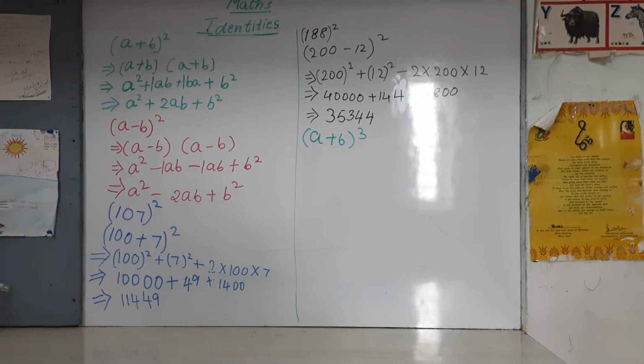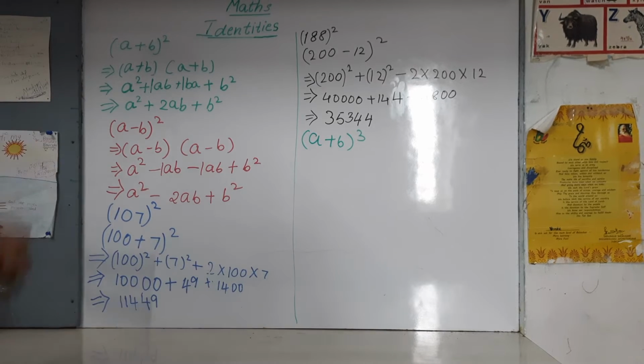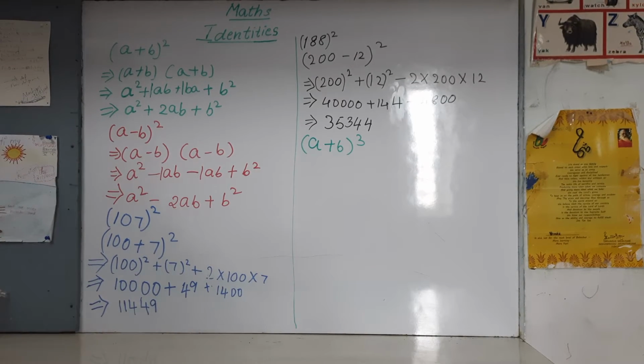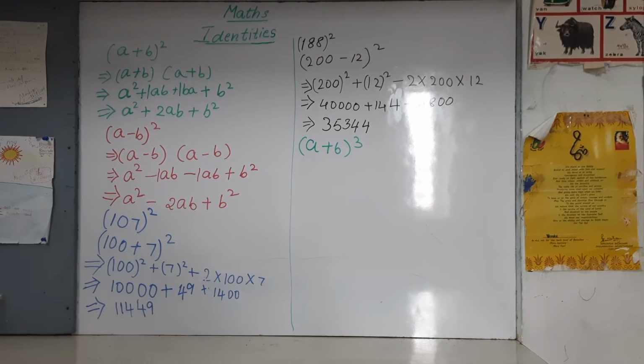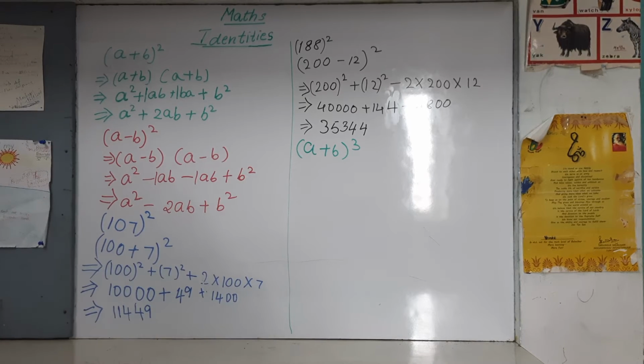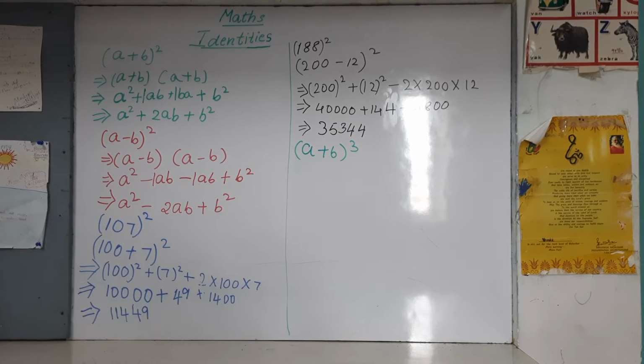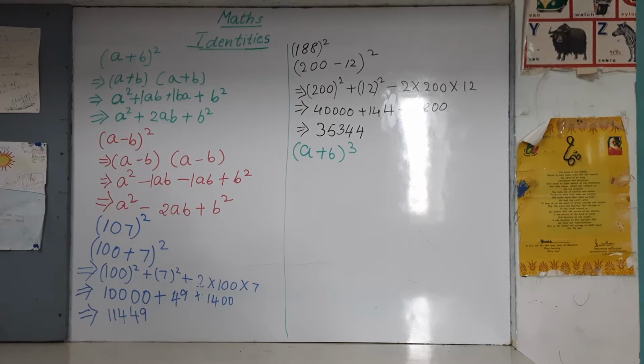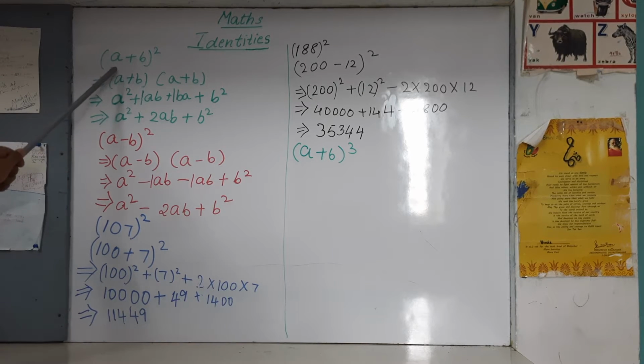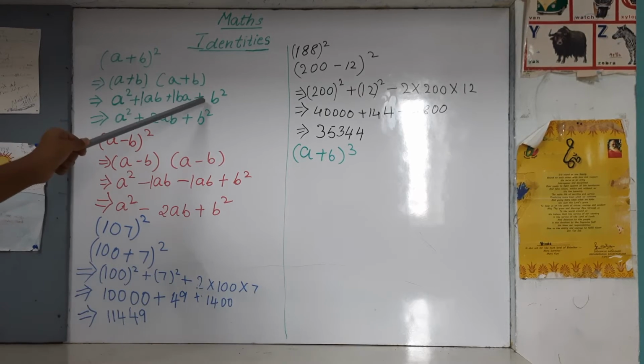Today I'm going to teach you a new topic in mathematics, that is identities. Now I have written many identities on my board. So the first identity which I'm going to teach you is (a plus b) whole square. This (a plus b) whole square, we can write it as (a plus b) into (a plus b).